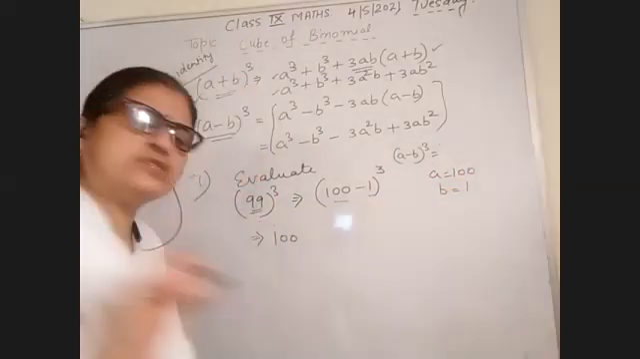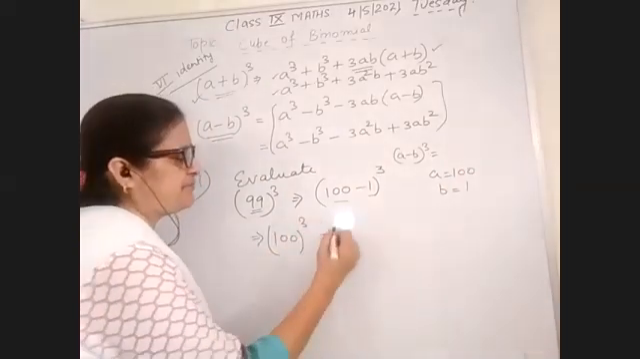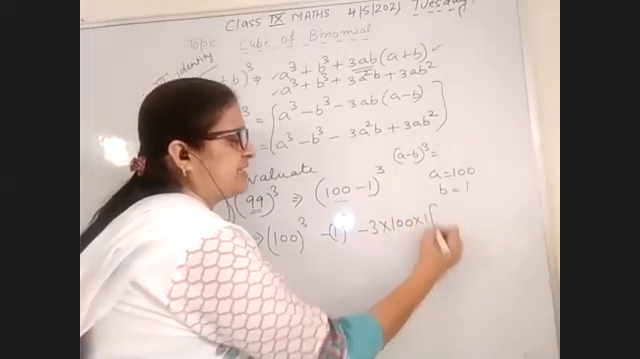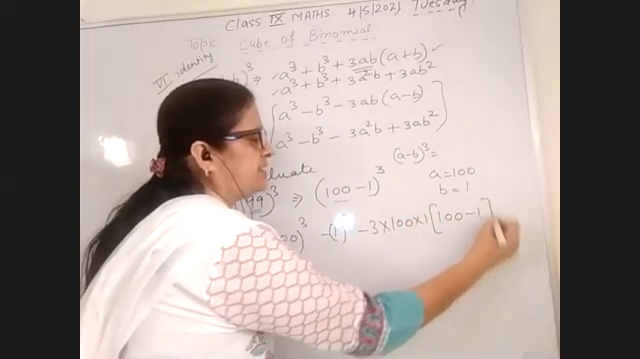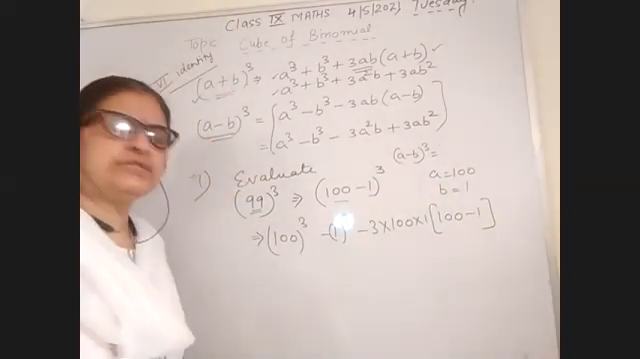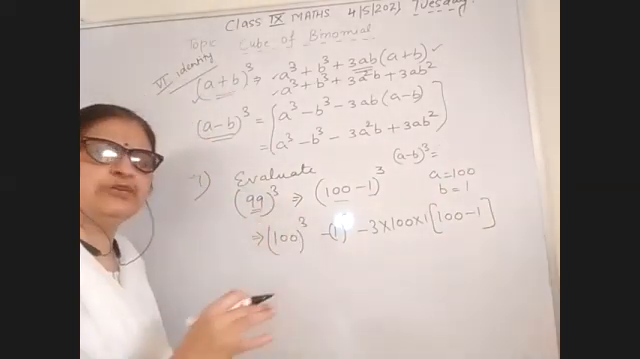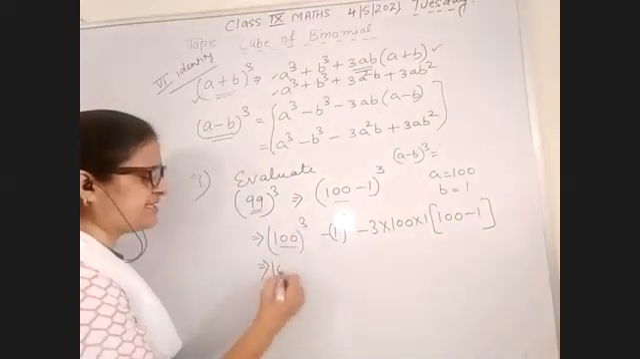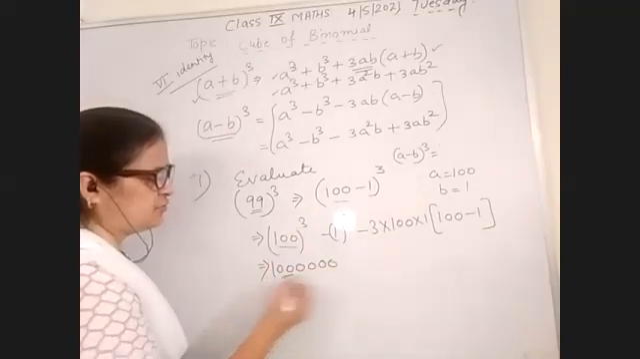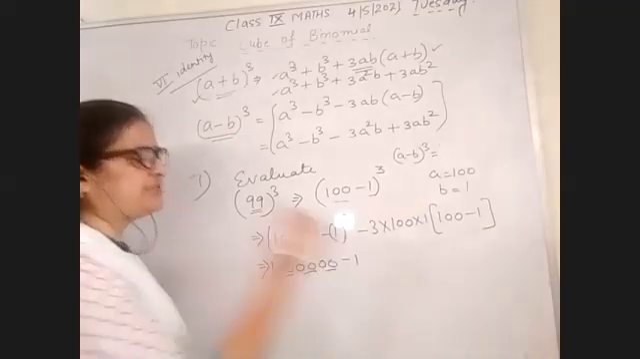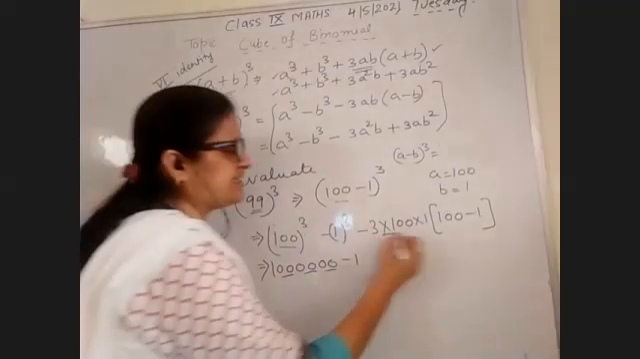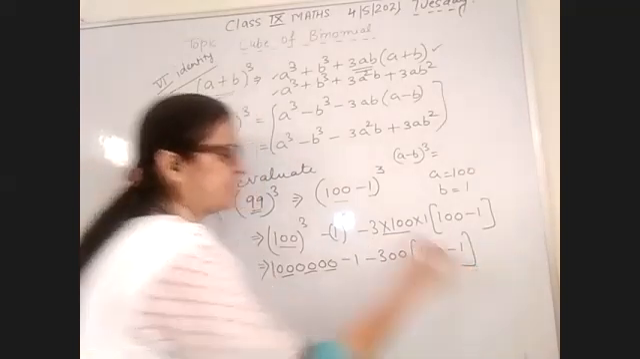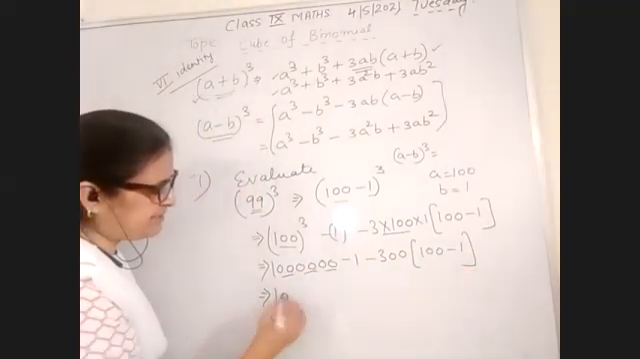How will you solve this question now? First a cube minus b cube minus 3 into a into b, and in the bracket a minus b. Same like the variable question, when the algebraic expression is given, 100 cube is equal to 1,000,000 (6 zeros), and 1 cube equal to 1, and this is equal to minus 300, and in the bracket 100 minus 1.